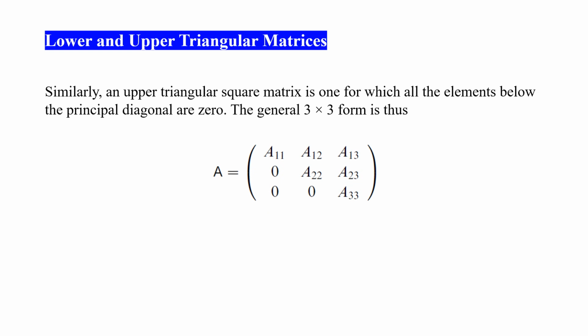Similarly, an upper triangular square matrix is one for which all the elements below the principal diagonal are 0. That is, A21, A31, and A32 are all 0, except for all the other elements above your principal diagonal. So this one is called an upper triangular square matrix.